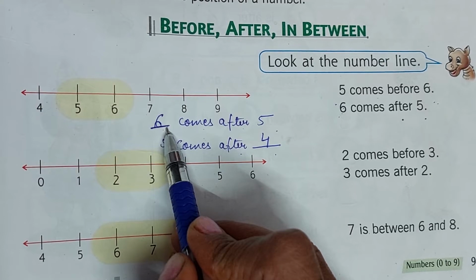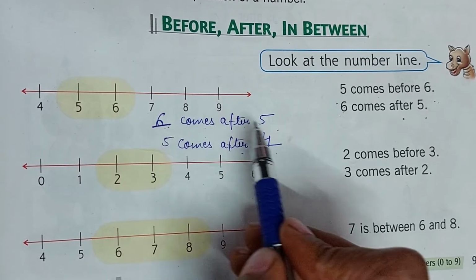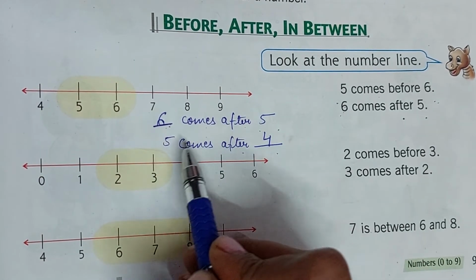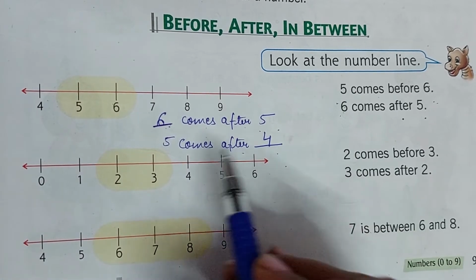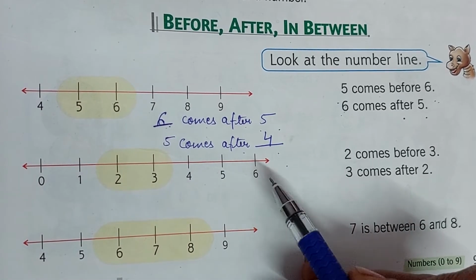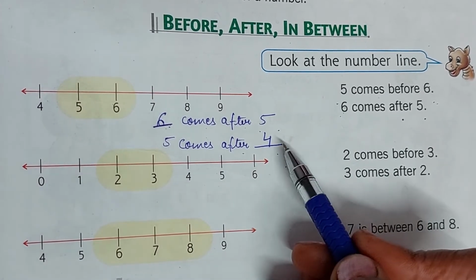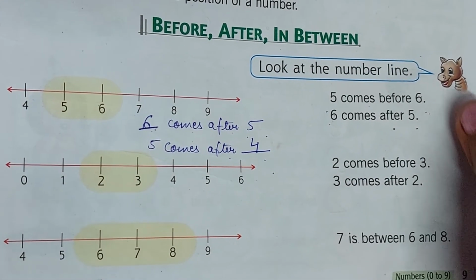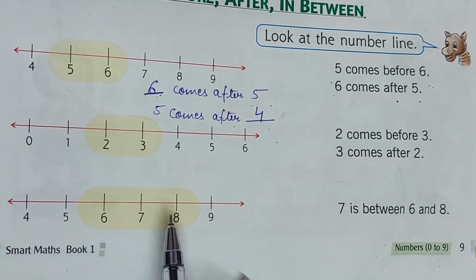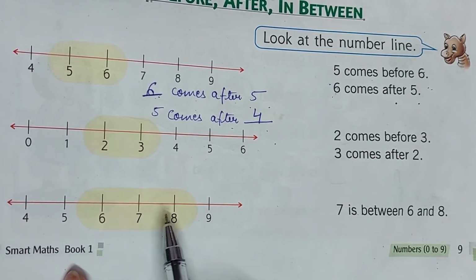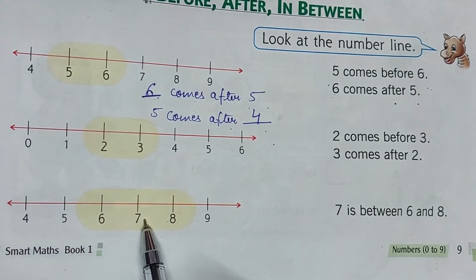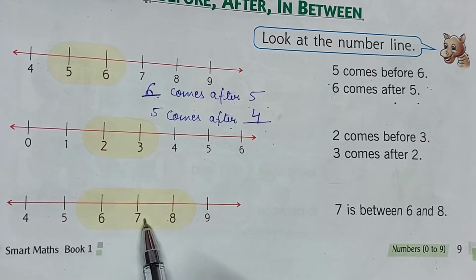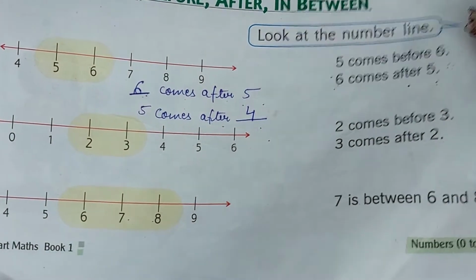If the blank is given at the start, you just have to write the after number of that number. But if the blank is given at the last, like 5 comes after, they are asking about the before number of 5, so it is 4. In between, you know very well that if two numbers are given, you have to tell which number will come in between the two numbers.